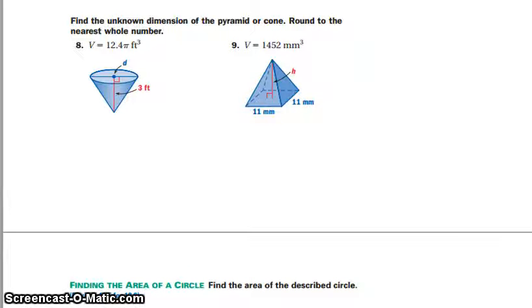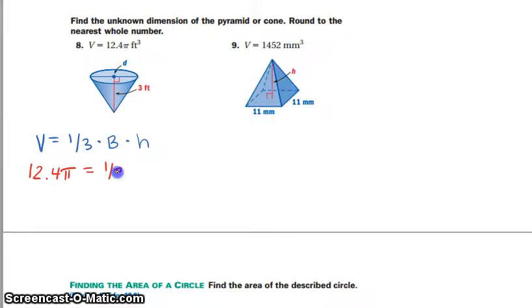Alrighty, welcome back. We're going to work backwards now. So I'm giving you the volume and I'm asking you to find the diameter. So in a cone, our volume is 1/3 the area of the base times the height of the object. I actually know two of these three variables. I know the volume, it's 12.4 pi.